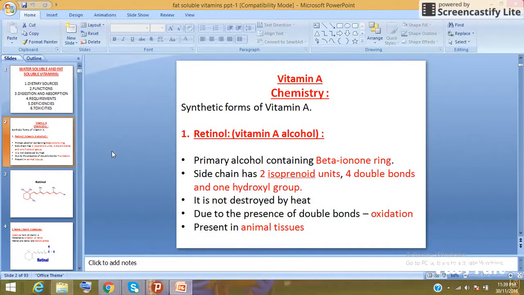So first, we'll talk about retinol. Retinol, vitamin A alcohol, is a primary alcohol containing a beta ionone ring. The side chain has two isoprenoid units, four double bonds, and one hydroxyl group. It's not destroyed by heat, so as you can see, it's not heat sensitive, so we can cook it. It will not be destroyed at the time of cooking. Due to the presence of double bonds, it is not heat sensitive. If it were a single bond, it would get easily destroyed by heat. So this retinol is mostly present in animal tissues.